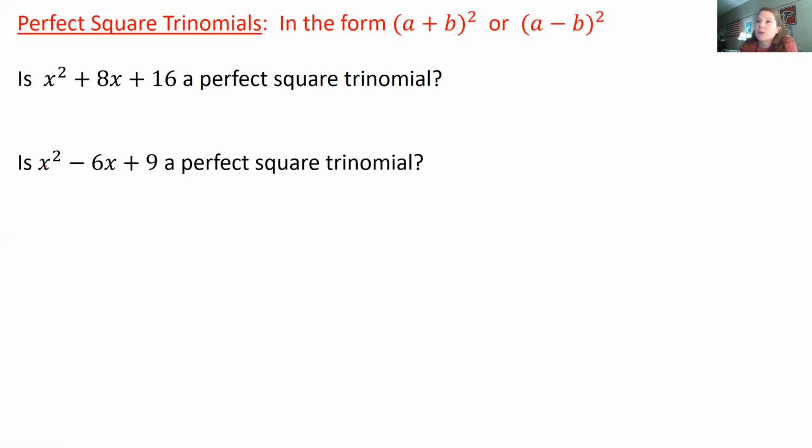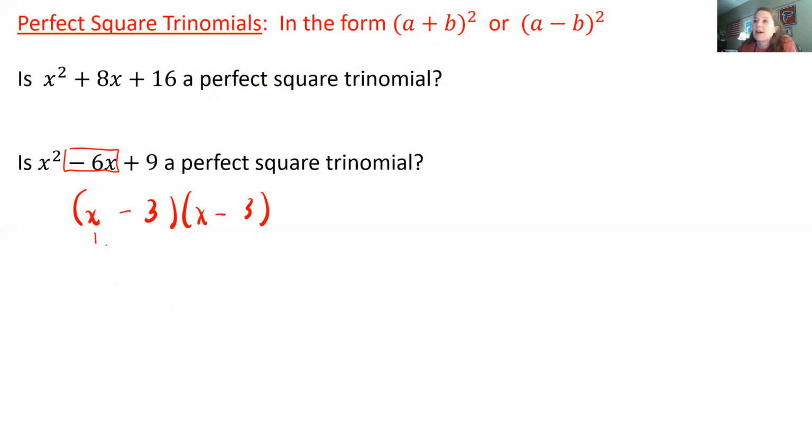All right, let's try this one. What's the square root of 1x squared? It's x. What's the square root of 9? That would be 3. So 1 times 3 is 3. And then when we double it, we get 6. Well, the only way to get a middle term of a negative is if both of these terms are negative.